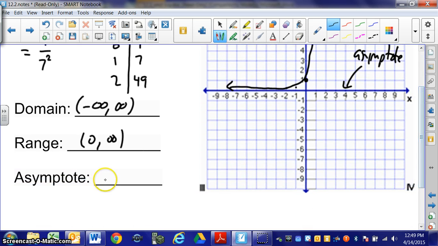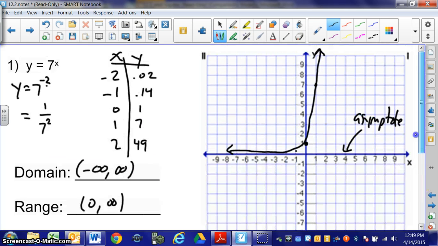What's the equation for the x-axis if I told you to write the equation? That's right. It's y equals 0. Alright, let's move on to the next problem. That was problem number 1.